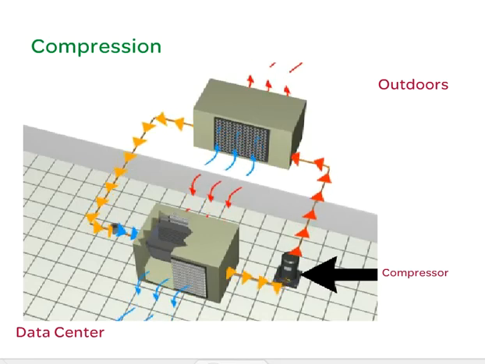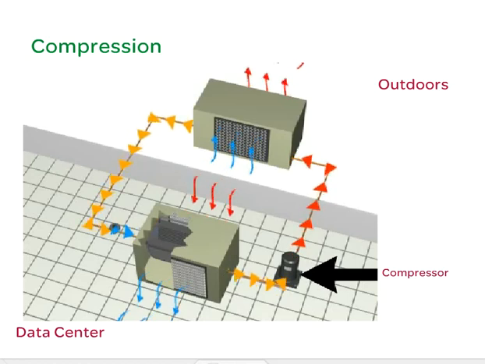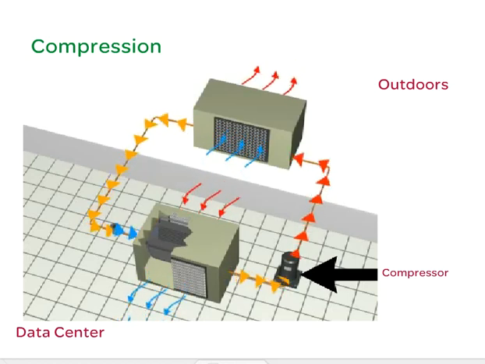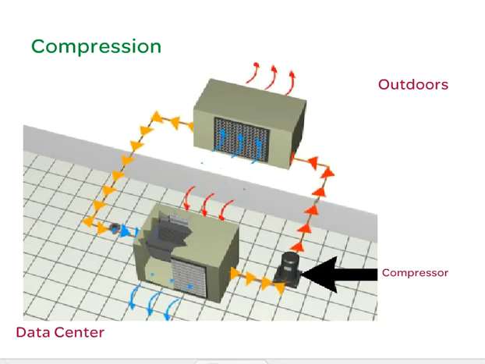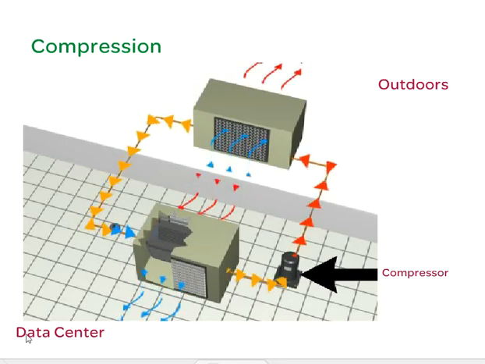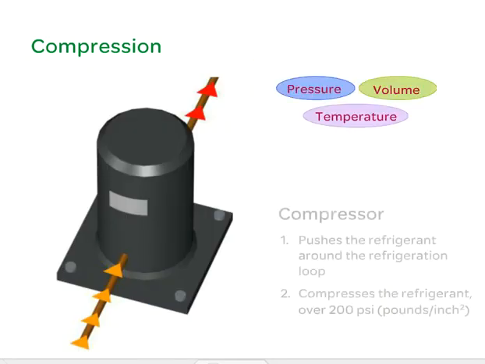Compression is the next step in removing heat energy from a computer room. The vaporized but cool refrigerant carrying the heat from the data center is drawn into a compressor. This compressor has two important functions. It pushes the refrigerant carrying the heat energy around the refrigeration loop. It compresses the gaseous refrigerant from the evaporator coil to over 200 psi.